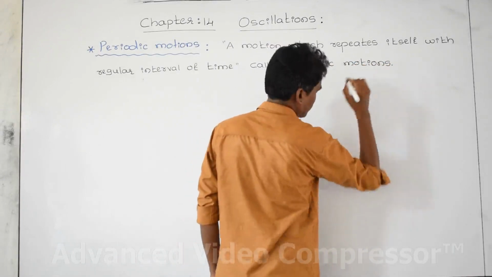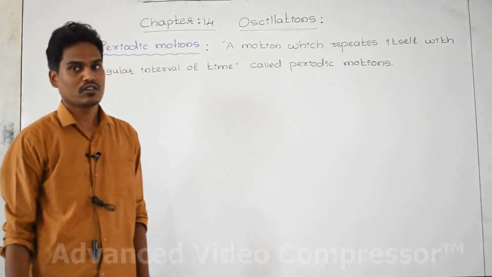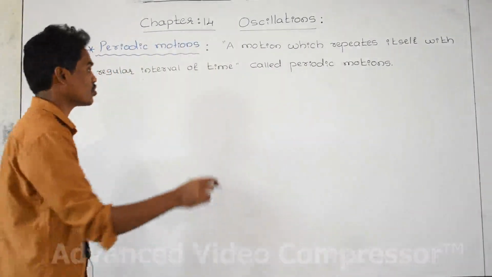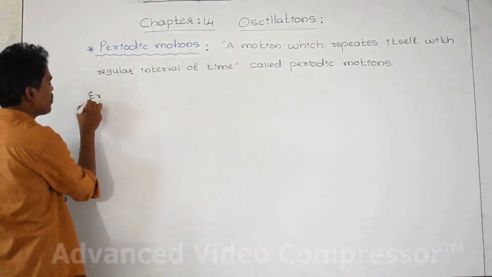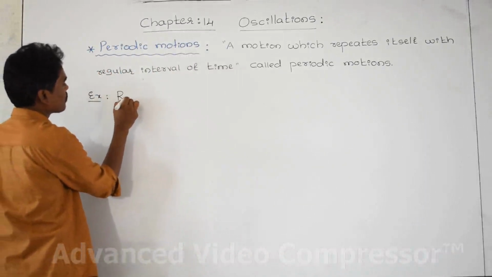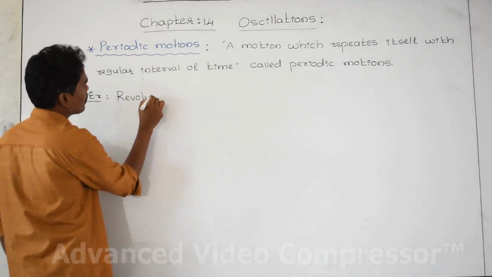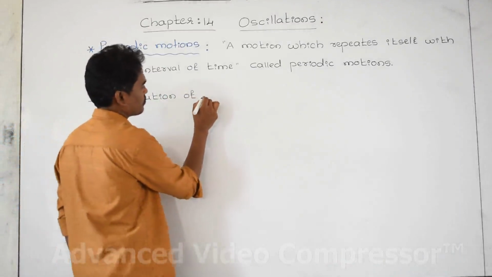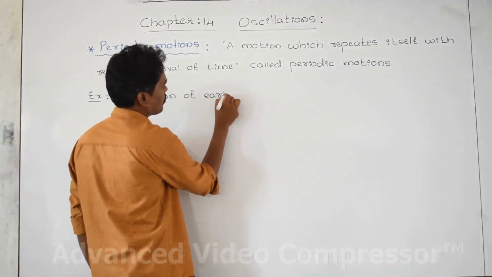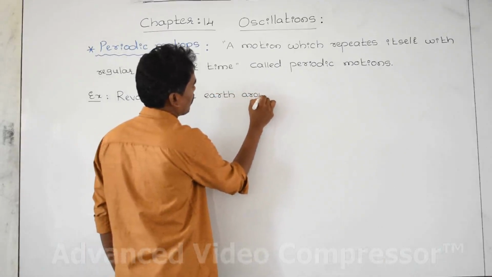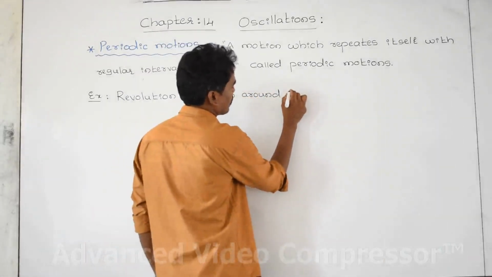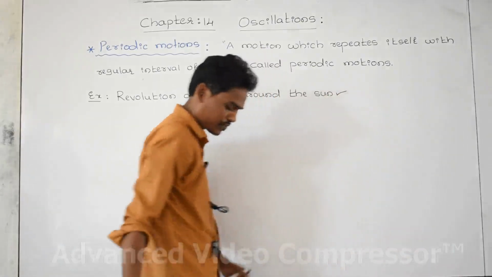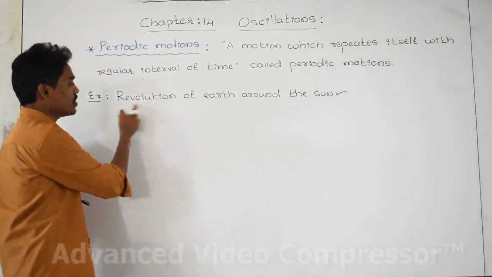In order to understand the definition of periodic motion, I will take an example. The example of periodic motion is the revolution of the earth around the sun. This is a periodic motion. And here the word revolution is used.